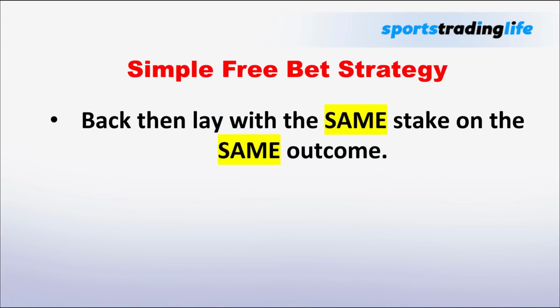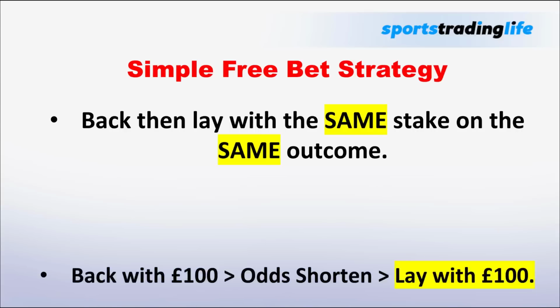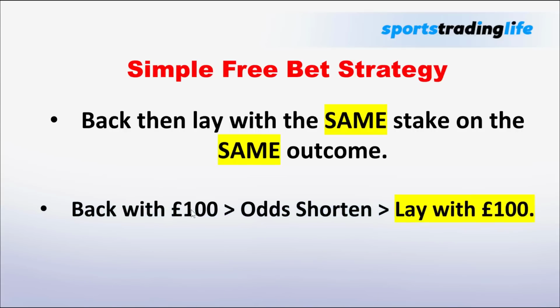But basically what we do is we back an outcome, then we lay an outcome. Same stake on the same outcome. So we back with £100, then the odds shorten. They have to shorten for this to work, by the way. And then we lay with £100, and then that is it. So we back with whatever stake. Doesn't have to be £100, by the way. Back with your stake, wait for the odds to shorten, and then lay with the same stake. That is how you create that free bet.